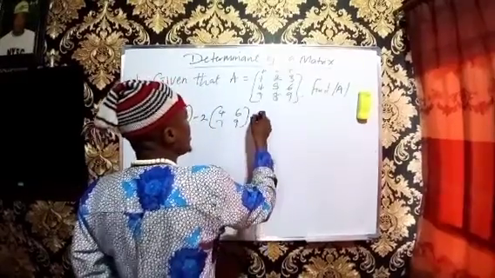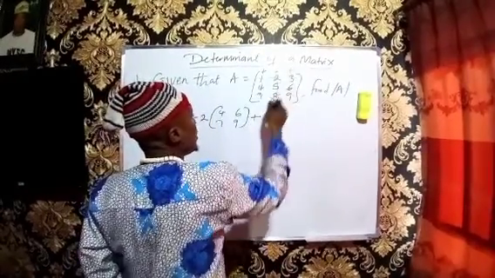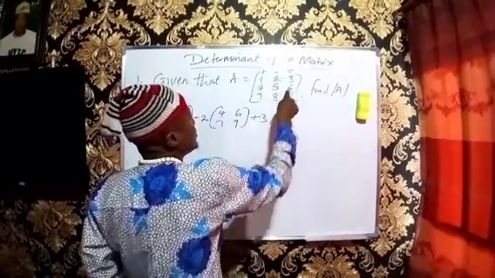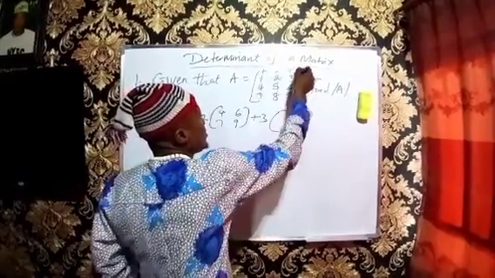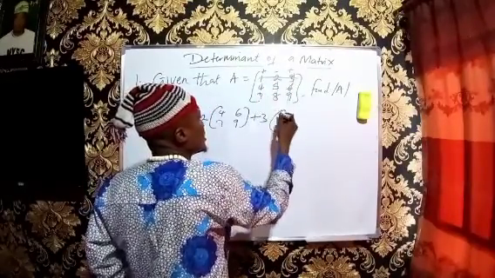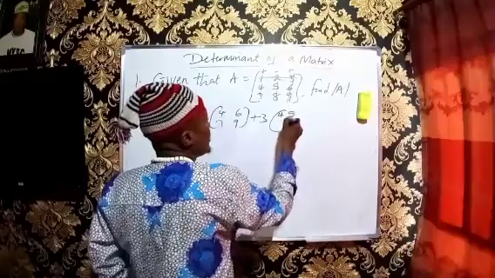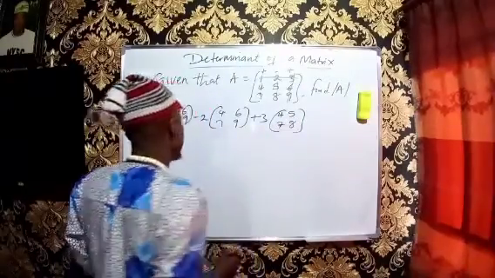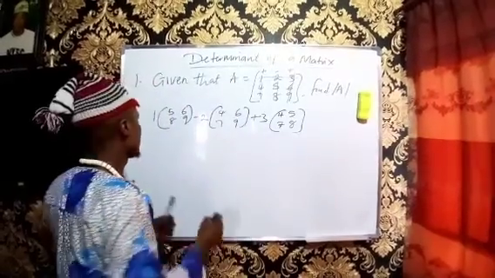Okay, then plus 3. If I cancel the elements in the same column and the same row with 3, I'll have 4, 5, 7, and 8. Now we can comfortably find the determinant of these 2 by 2 matrices as usual.